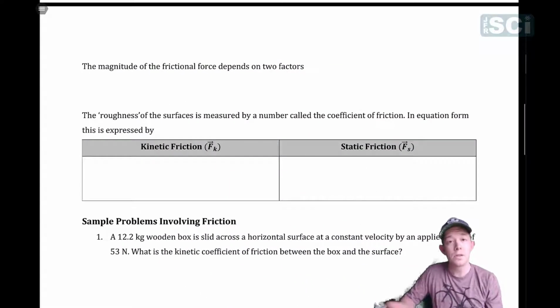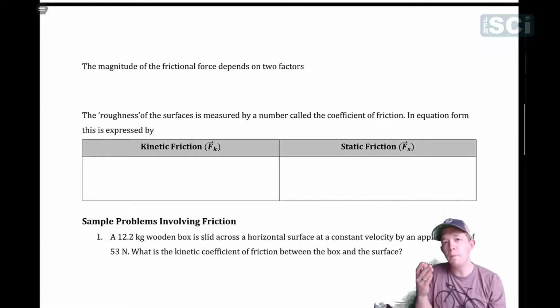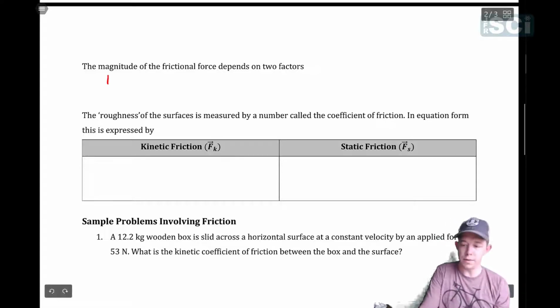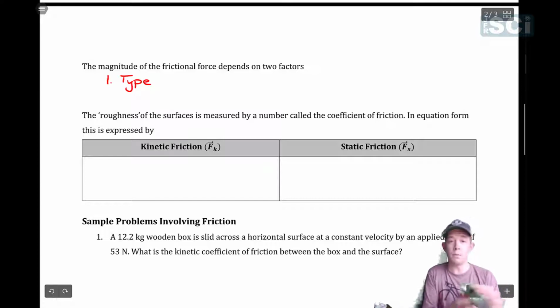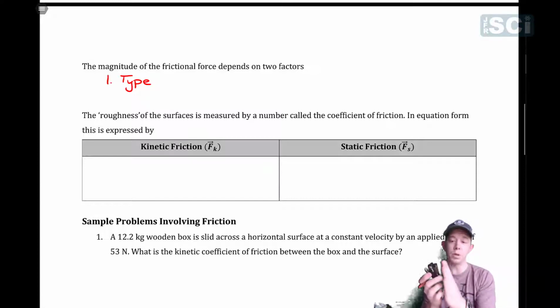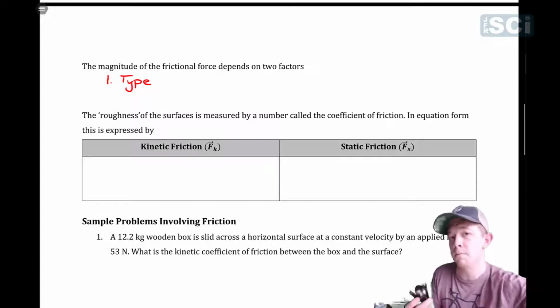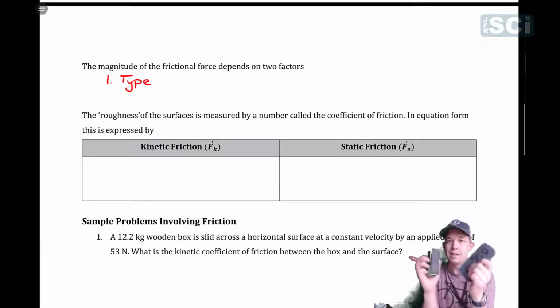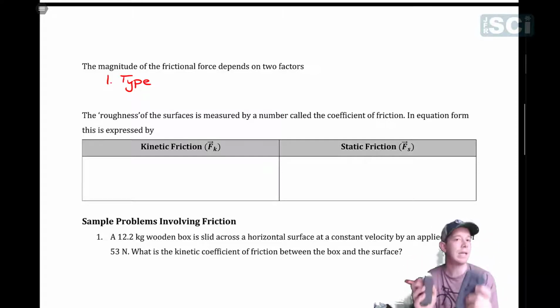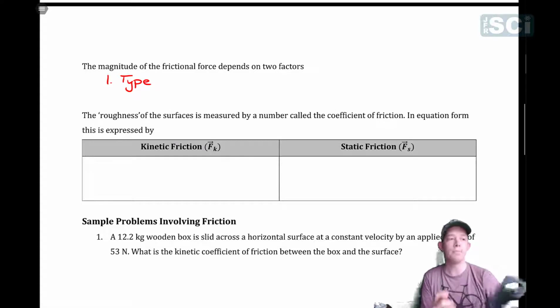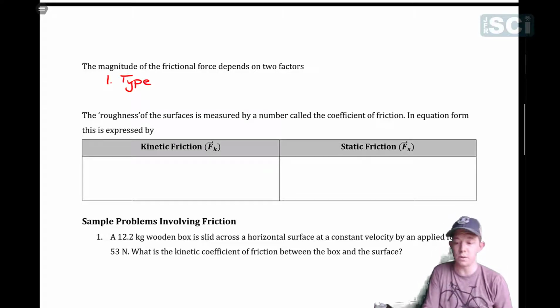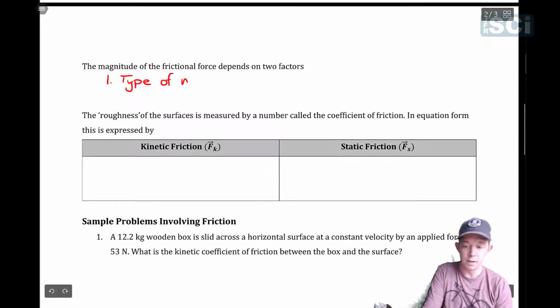So welcome back. So what two things about the object cause this friction? So you might think, well, the type of material, you'd be totally right. So the bottom of my stapler was rubberized versus the bottom of my calculator was plastic. So the type of material definitely influences the type of friction or the amount of friction. So type of materials.